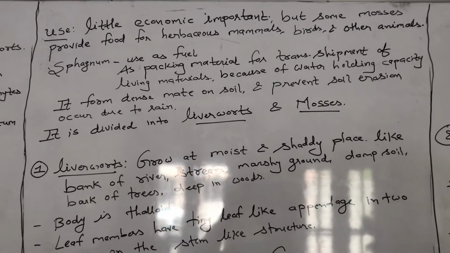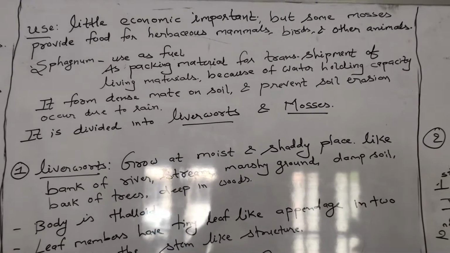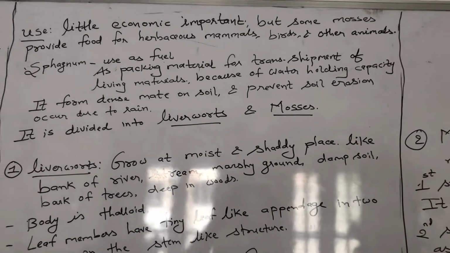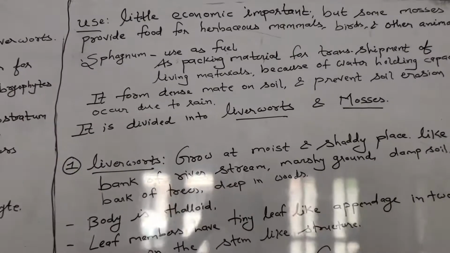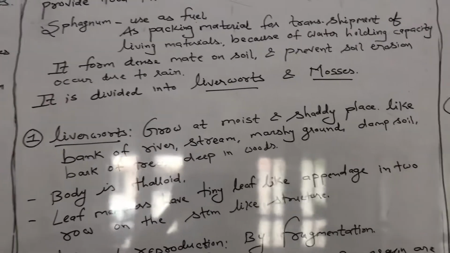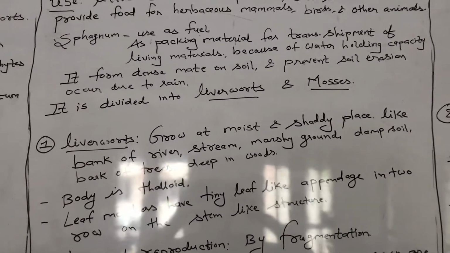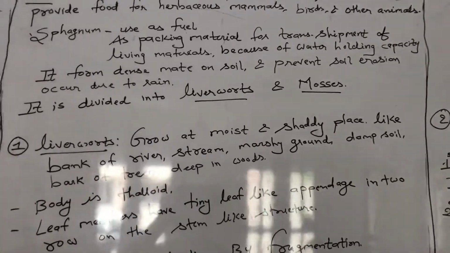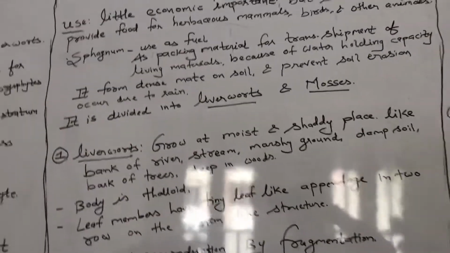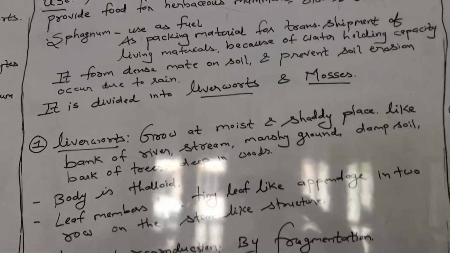It forms a dense mat on the soil and prevents the soil erosion that occurs due to the rain. So what will happen on the soil surface? It will form a mat-like surface, like a carpet type layer. And whenever there is heavy rainfall or when there is rain, it will prevent the soil erosion.